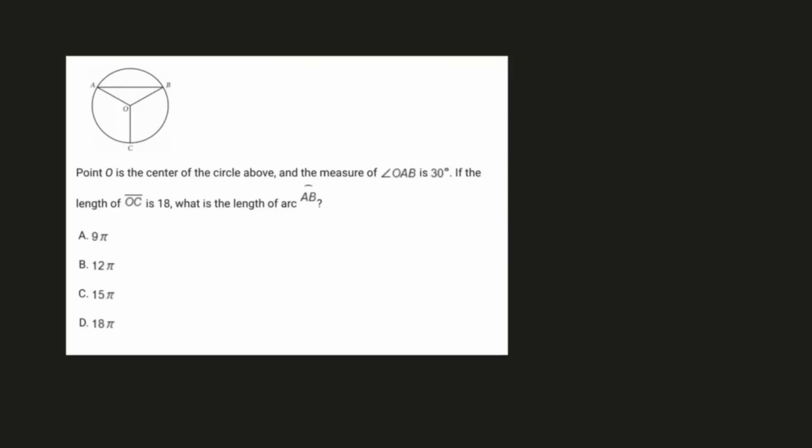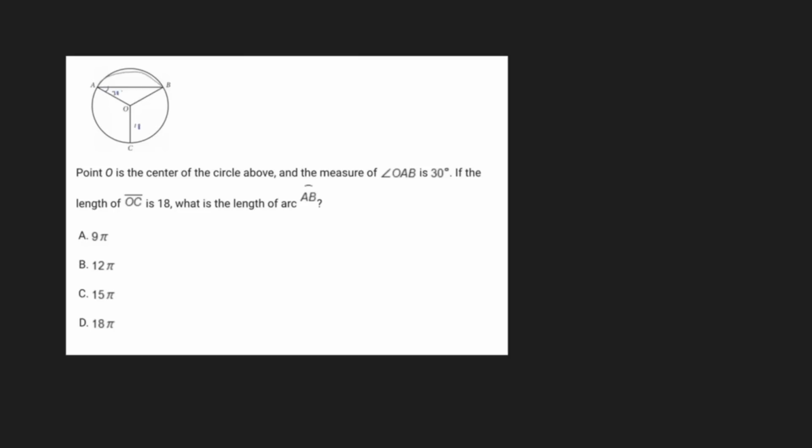O is the center of the circle above, and the measure of angle OAB is 30 degrees. So that's going to be 30 degrees right there. If the length of line segment OC is 18, so this is 18, what is the length of arc AB? I think this is the minor arc of AB right here.